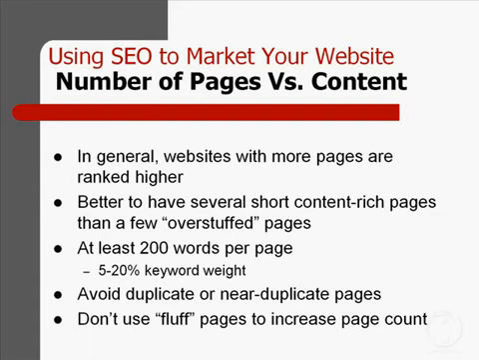Another important component of organization is number of pages versus the amount of content per page. In general, websites with more pages rank higher. This is because more links make the site look more established. The point being here is that it's better to have several short pages than just a few long pages. In general, you want each page to have at least 200 words, and you want that page's keyword phrase to account for between 5 and 20% of those words.